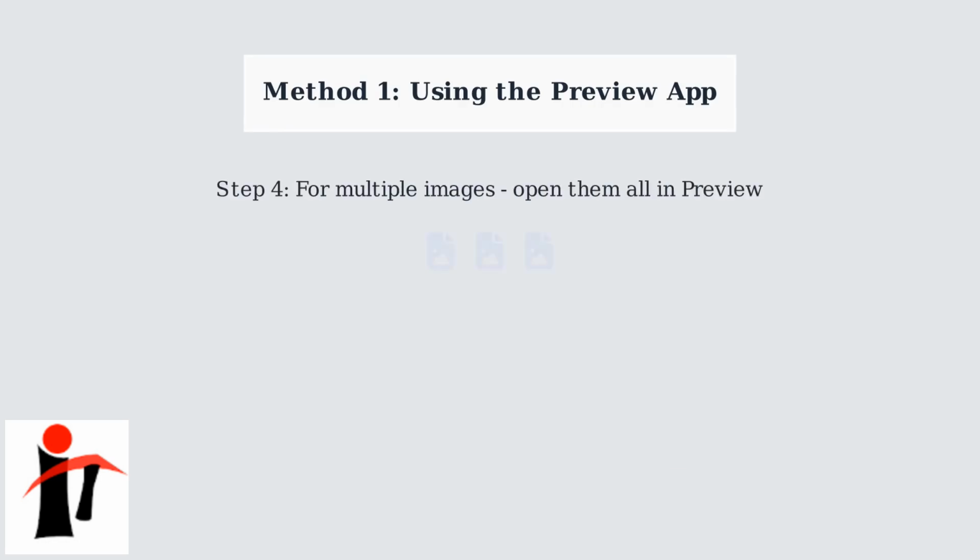This method also works great for converting multiple images into a single multi-page PDF. Simply select all the images you want in Finder, then open them all in Preview at once. They will appear as a stack. Then follow the same export as PDF steps to create one combined PDF file.